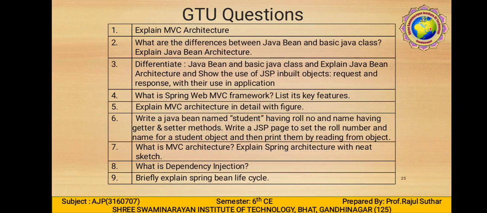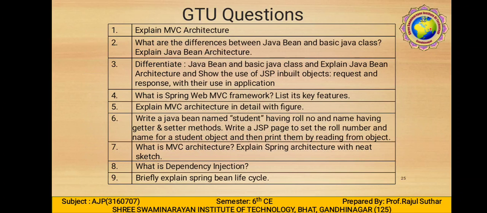What is the Spring Web MVC framework? Let's list out the key features. Explain the MVC architecture in detail with figure. Write a Java Bean named student. This type of program may also be asked in the GTU exam. Write a Java Bean named student having roll number and name with getter and setter methods. Let's focus here. Getter and setter methods are also covered here.